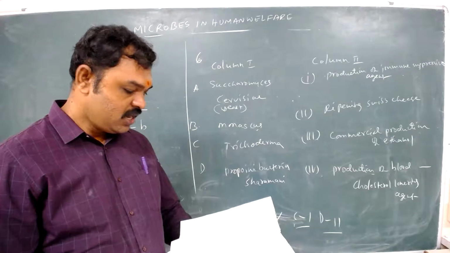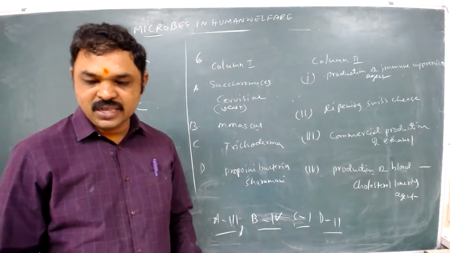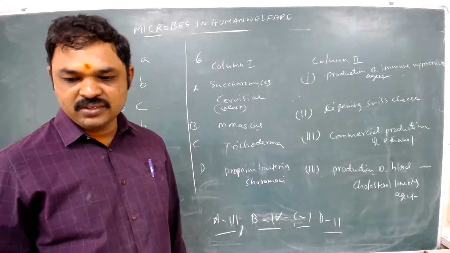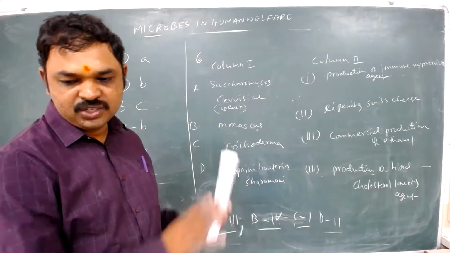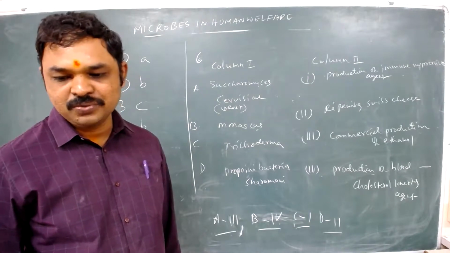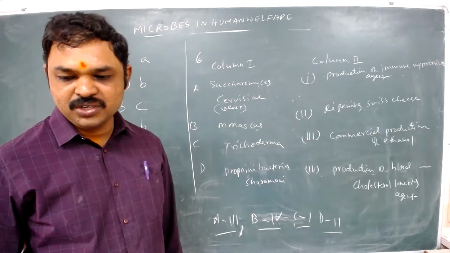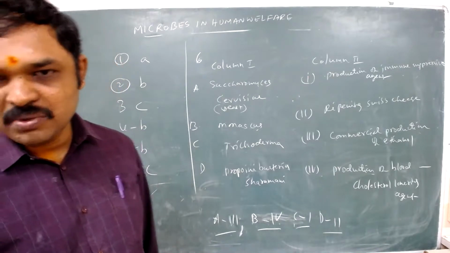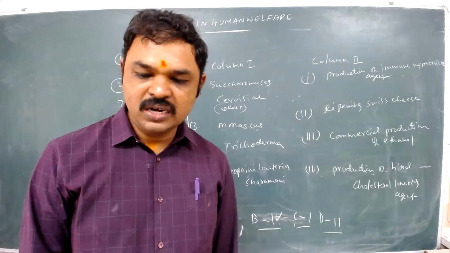We will discuss the remaining questions in the next class. I can finish these microbes in human welfare in two or three classes. The synopsis I have explained, and now these objective questions. Tomorrow we can solve the remaining objectives and finish within two classes. Later we can discuss the remaining chapters.